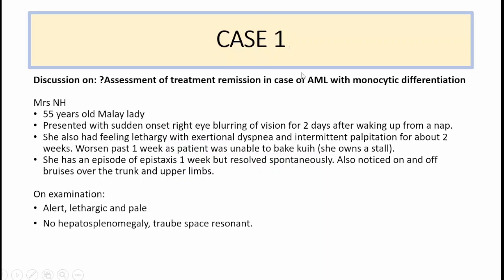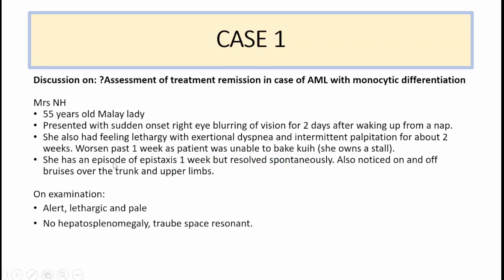This is a case of Mrs. NH. She is a 55-year-old Malay lady who presented to us with sudden onset right blurring of vision for 2 days after waking up from a nap. On top of that, she also felt lethargic, with intermittent palpitation for about 2 weeks that had worsened over the past 1 week. She also complained of an episode of epistaxis which resolved spontaneously, and was noted to have bruises over the trunk and upper limbs.